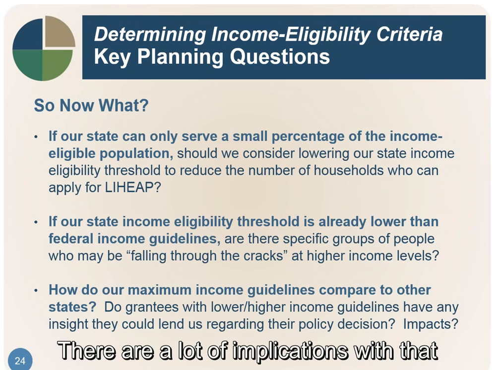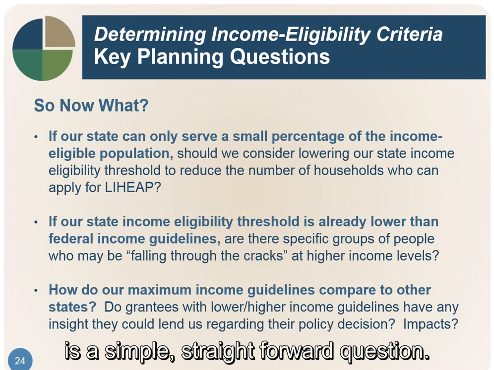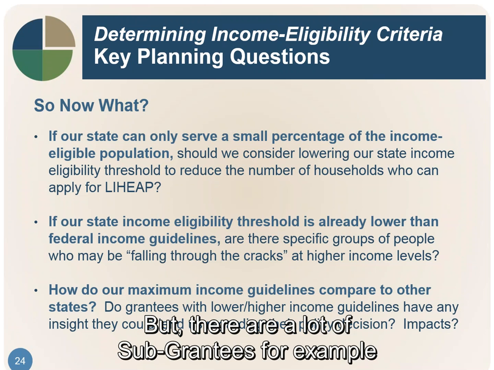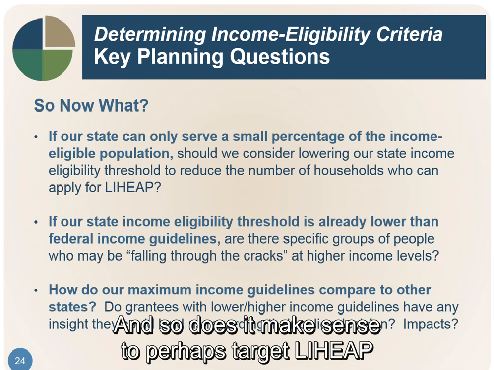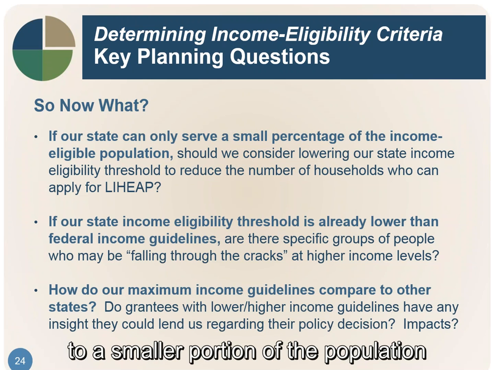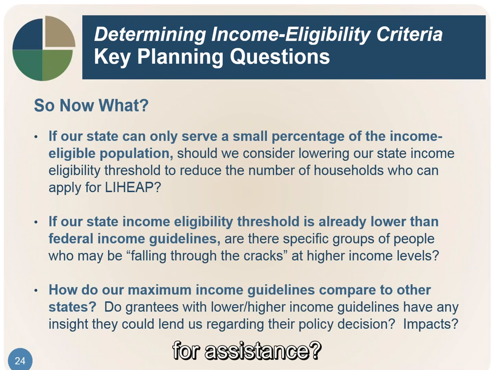There are a lot of implications with that, and we're not suggesting that this is a simple, straightforward question, but there are a lot of sub-grantees, for example, that will say, we have to turn a lot of people away. And so does it make sense to perhaps target LIHEAP to a smaller portion of the population so people aren't applying and then being turned down for assistance?